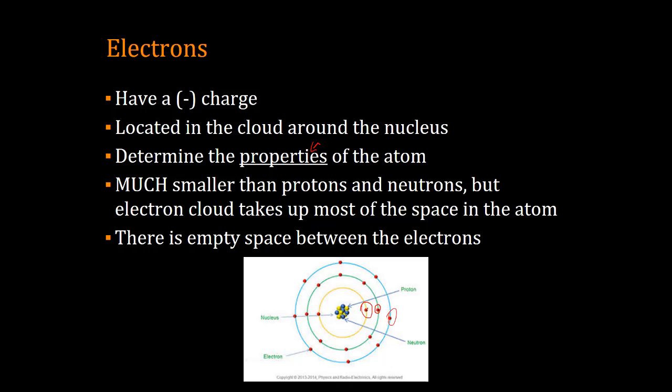Because remember, electrons repel each other. They have a negative charge, so you can't cram a bunch of them into a little space. And there is, in fact, empty space between electrons. Most of the atom is empty space. The nucleus is a tiny, dense, massive center of protons and neutrons, and then the electrons are zipping around in pretty much empty space around the nucleus.